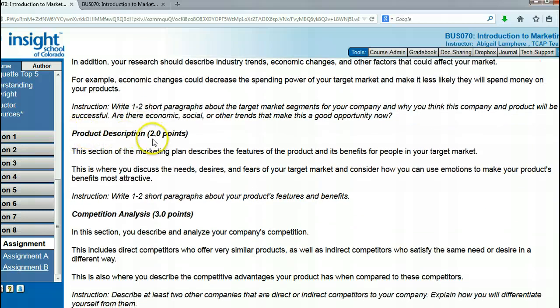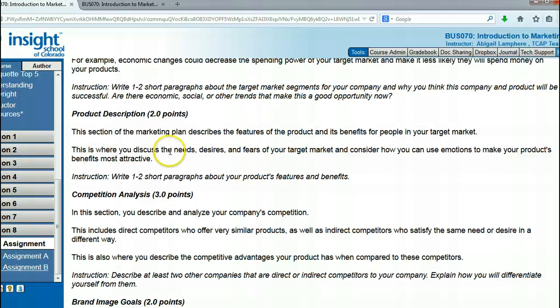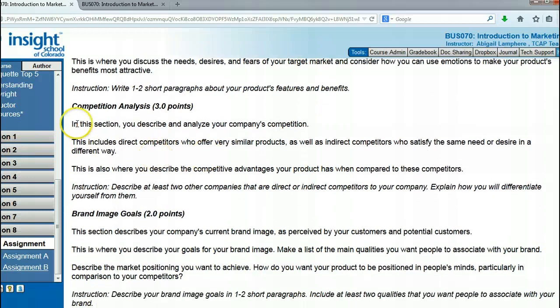The second part is going to be your product description. In this part of the marketing plan, you're going to describe the features of the product and the benefits for the target market. This is where you discuss the needs, desires, and fears of your target market and consider how you can use emotions to make your product's benefits more attractive. Again, go back to the part 1 review because it talks about emotional messaging, and you can take some information from there.